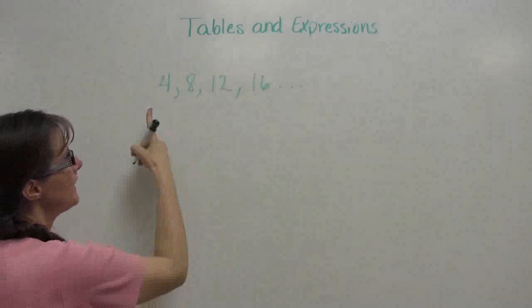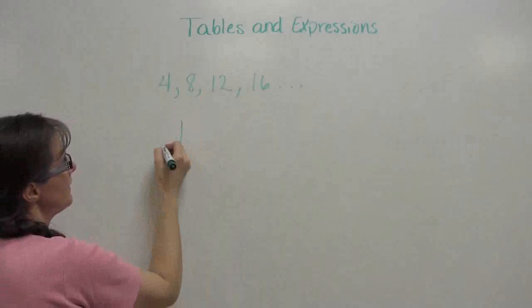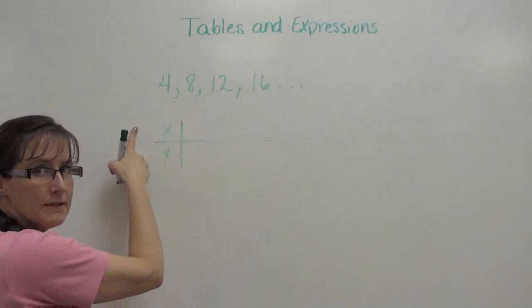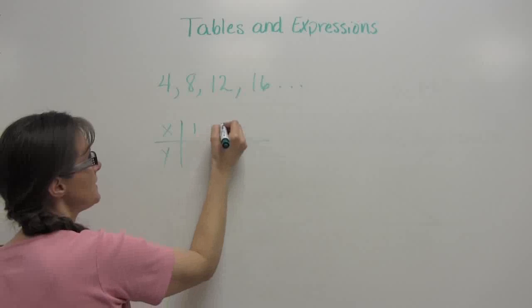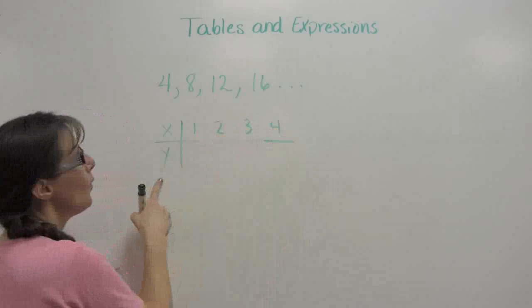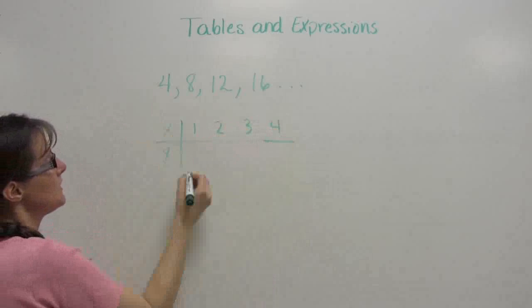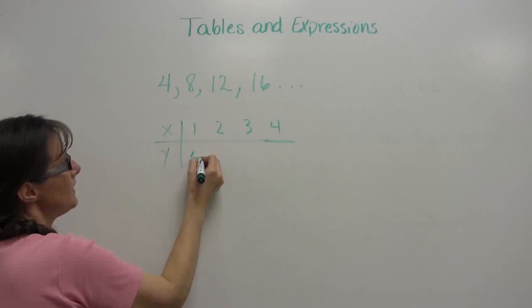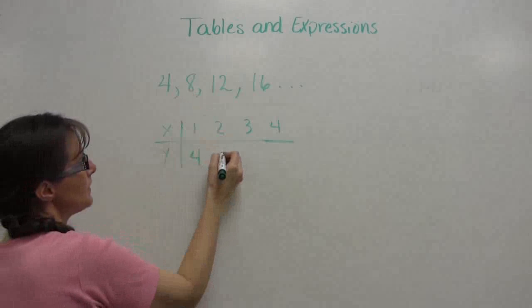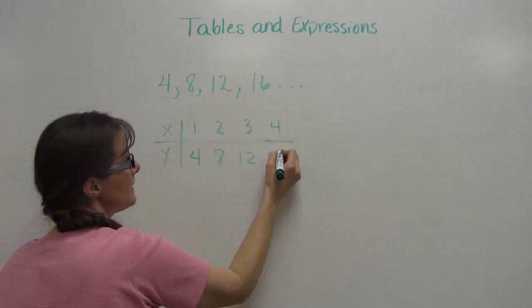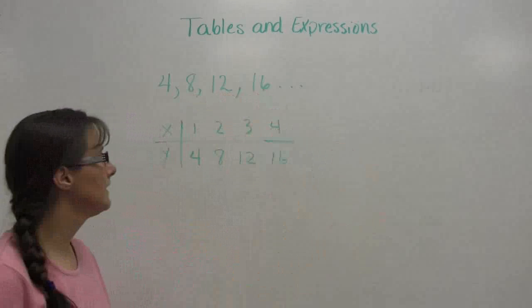Okay, let's try another. Again, let's go ahead and put this into a table. We're going to make that X, Y, X being my position: first position, second position, third position, fourth position, and Y being the result. So term 1 is 4, term 2 is 8, term 3 is 12, term 4 is 16.